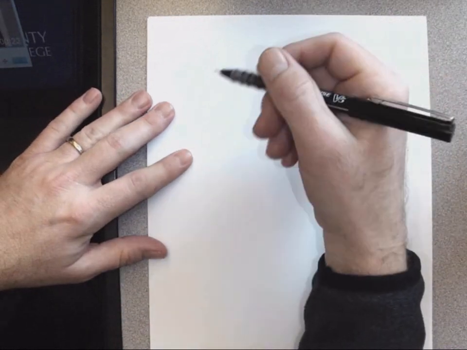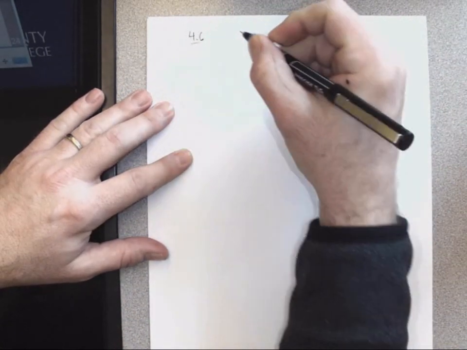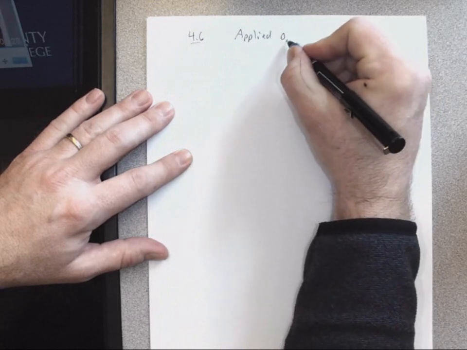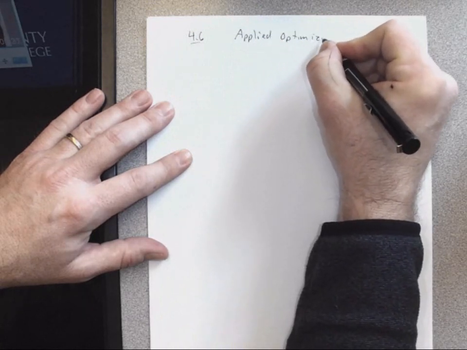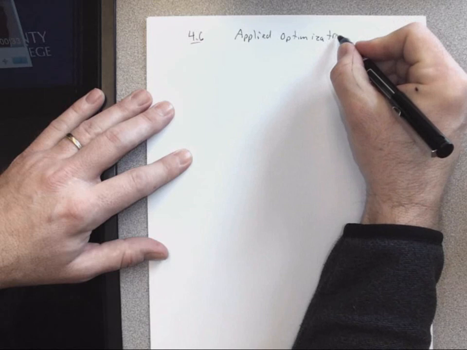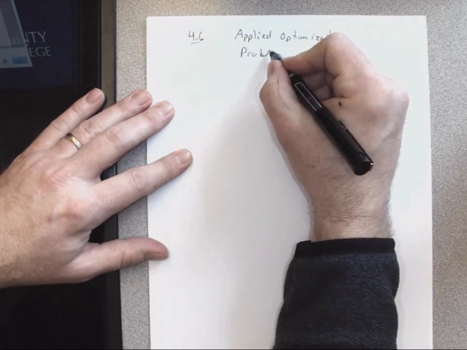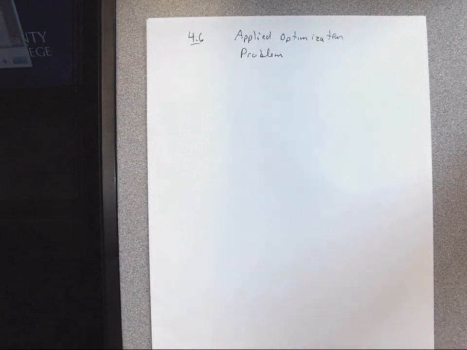So, 4.6 is applied optimization, which is extremely important for the world because it saves us a ton of money. So, problems. We're going to start with just some really simple ones to kind of ramp it up a little bit more and more.